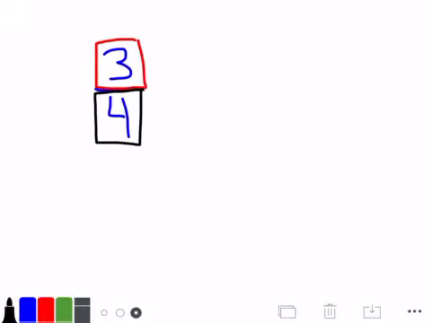And you could ask yourself, okay, what is half of 4? 2. 3 is more than 2, so this fraction is, in fact, greater than 1/2. So 3/4, we could say, is greater than 1/2. And here's what it would look like in pictures.